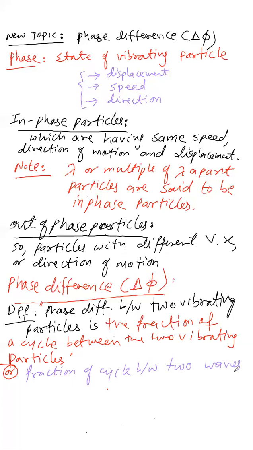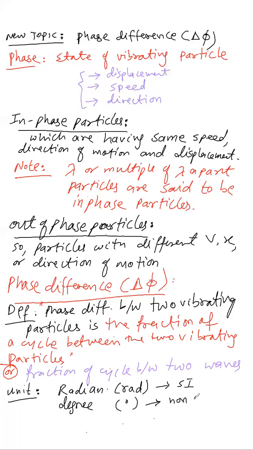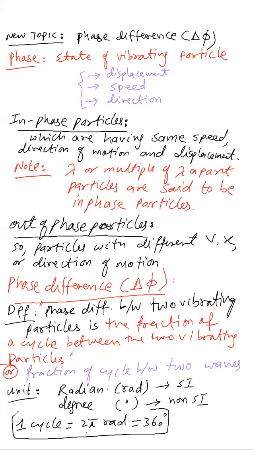Okay, we measure it in the unit of radian. So its unit is radian because we are going to measure it in the form of an angle. So radian is the SI unit, while on the other hand, degree is a non-SI unit. So in one cycle, there are 2 pi radian or 360 degree. This is the main relation.